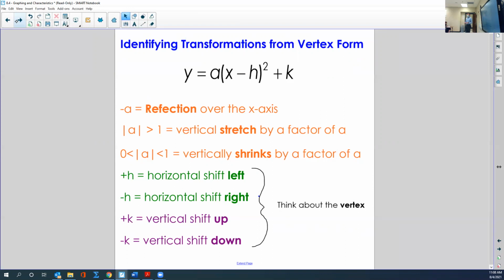And then you're going to have a horizontal shift left to right. We always go the opposites. So a positive H, we're going to go to the left. A negative H, we're going to go to the right. And then K tells us about up and down.